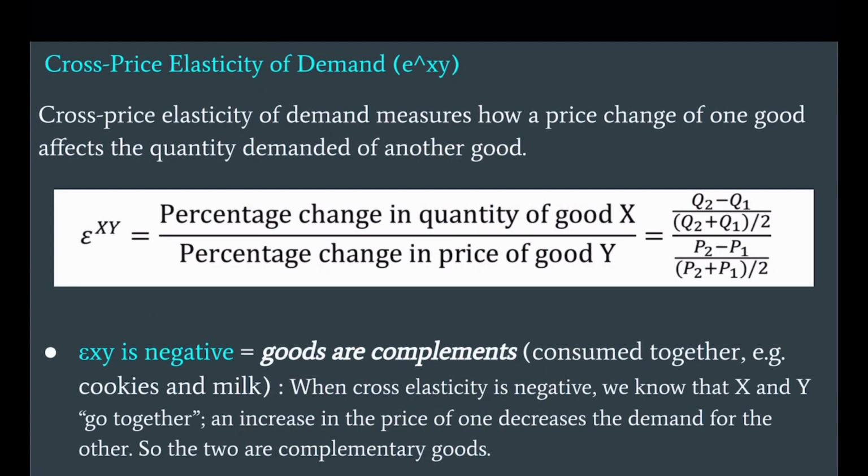Cross price elasticity of demand. Cross price elasticity of demand measures how a price change of one good affects the quantity demanded of another good. The formula is the percentage change in quantity of good X over the percentage change in price of good Y.